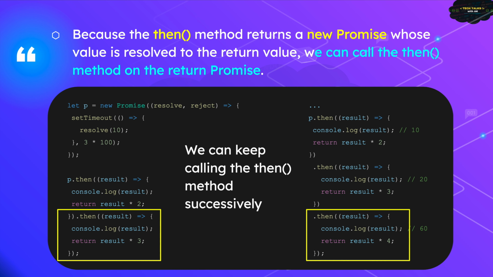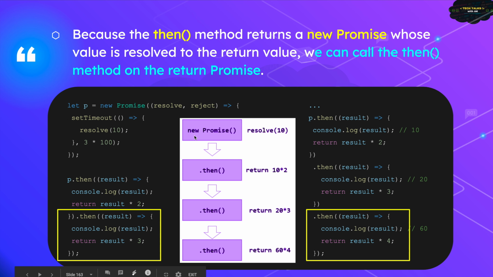If you look at the graphical interface of this promise, it will look like this. So it has a new promise which resolves 10, then it returns 10 into 2, then it returns 20 into 3, then it returns 60 into 4. This process as a whole is called promise chaining.